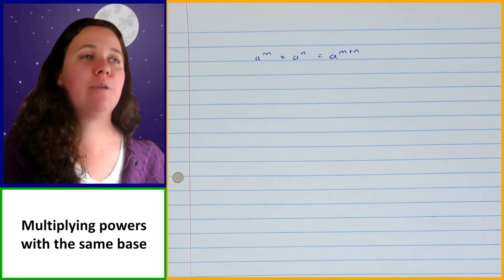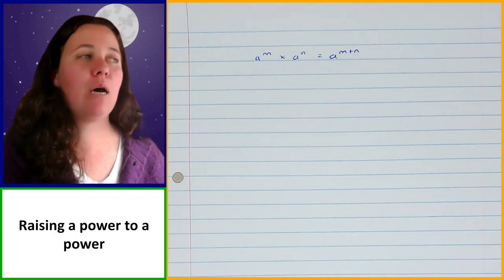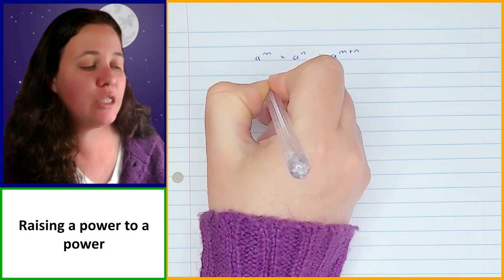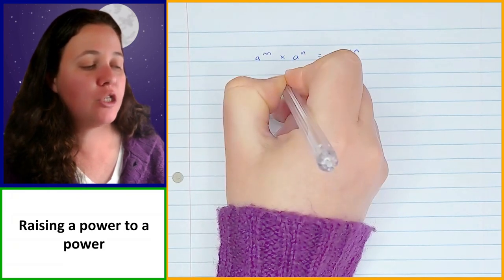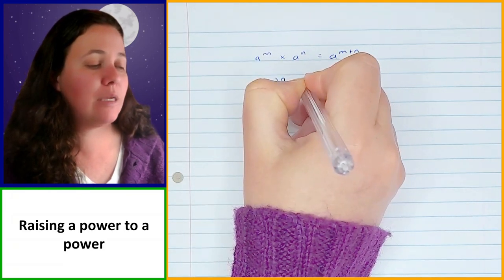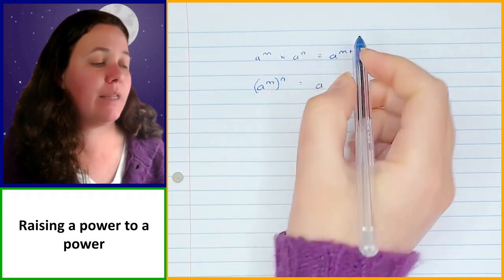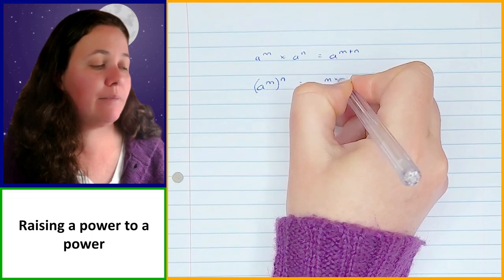The next one that we're going to be using in this lesson is raising a power to a power. So the law looks like this. We've got a to the power of m in brackets to the power of n, and when we simplify it, the base stays the same and we multiply the exponents, m times n.